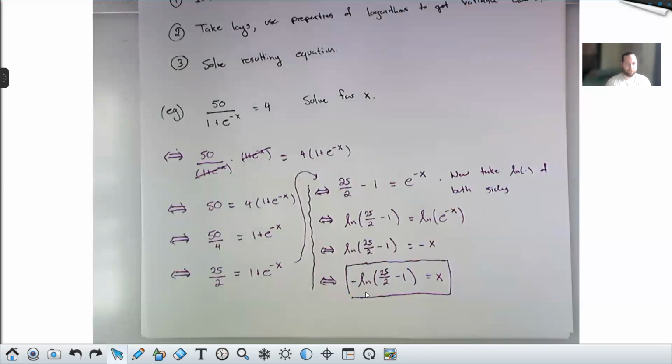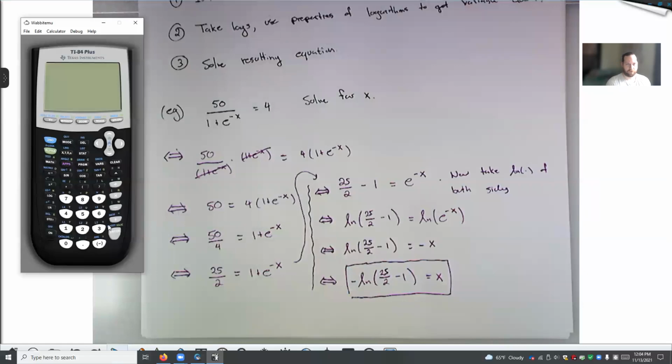Glad that emulator I just started usually takes a minute. There we go. How we would enter this: this is the negative down here for the negative, not this. This is subtraction. The calculator thinks of those differently. Negative ln of 25 divided by 2 minus 1, all inside the natural log. You want to be careful with your order of operations. If you want to put parentheses around 25 over 2 to make yourself feel more comfortable, that's fine. But the calculator will do division before subtraction, so this will be okay.